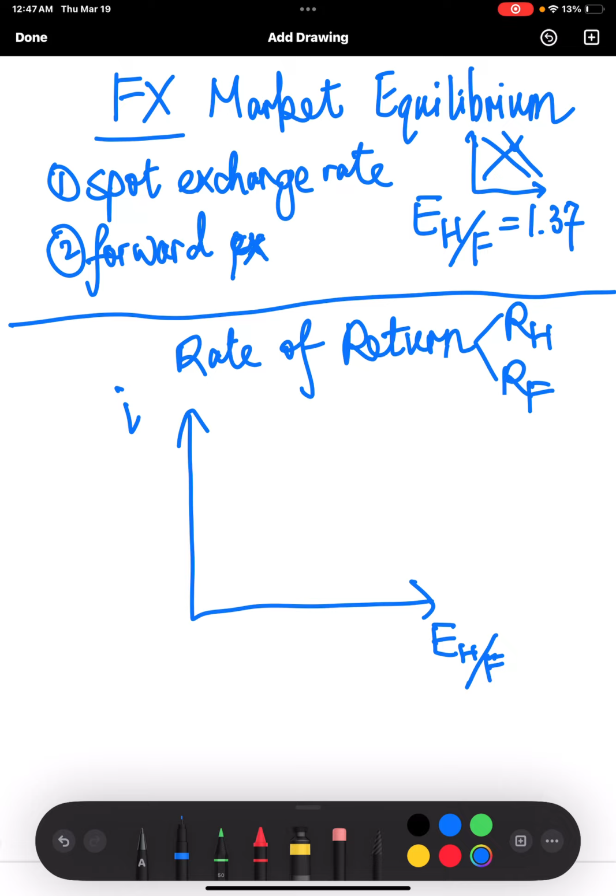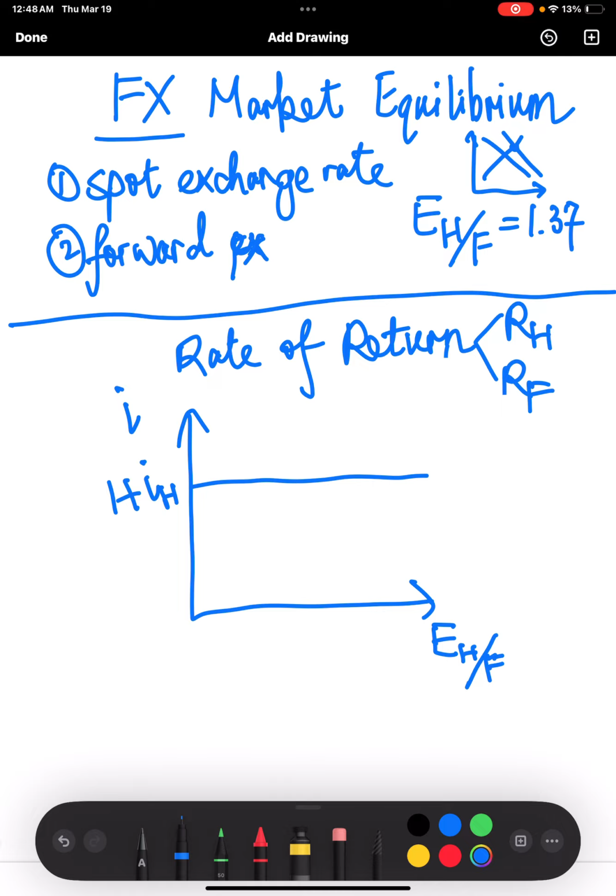That's it. So therefore, the rate of return, let's say from a year from now, right? Let's say that the interest rate right now is 3%, and then a year from now, the rate of return is 1 plus i, the home interest rate, right? So therefore, it's not gonna change corresponding to the exchange rate.